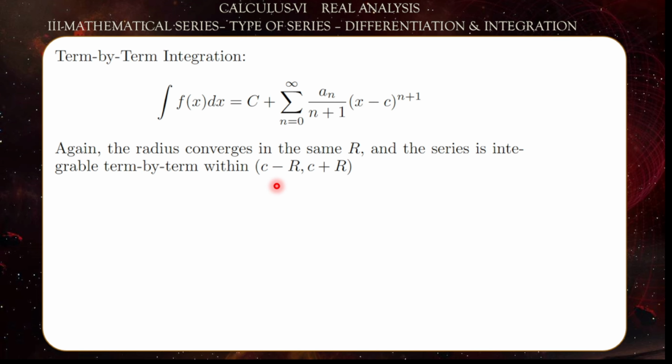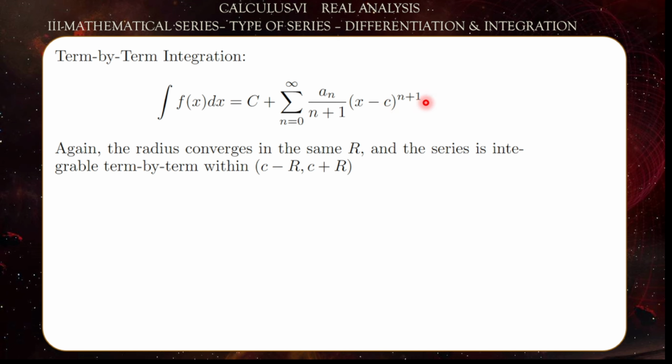Also, we can integrate term by term for a power series. So the integral of f of x dx is equal to C, which is the constant of integration, plus sigma from n equals 0 to infinity of an divided by n plus 1 times x minus c to the power of n plus 1.